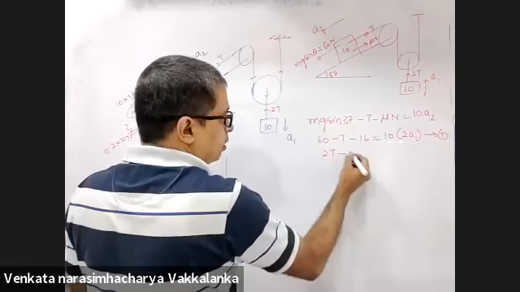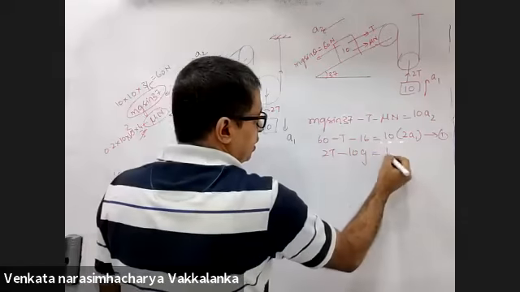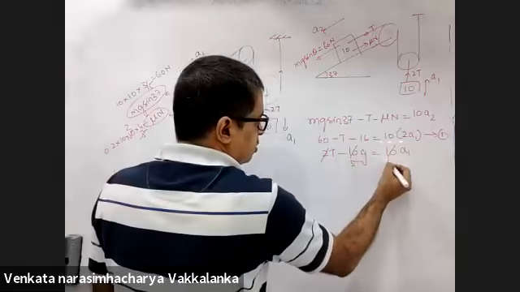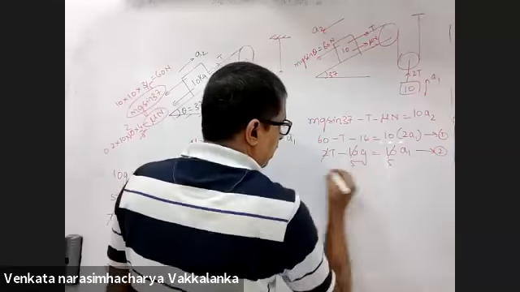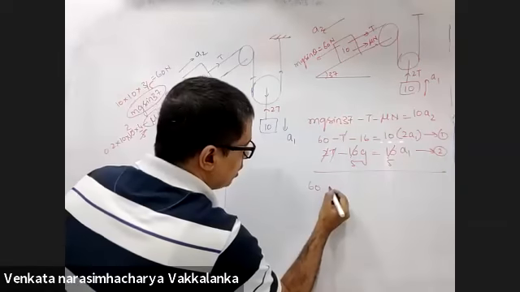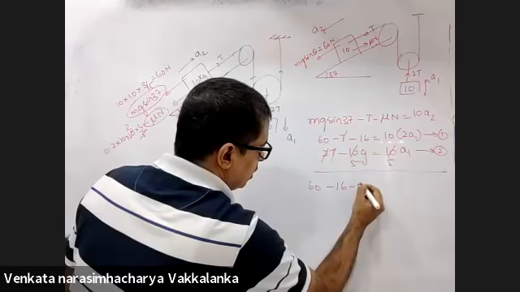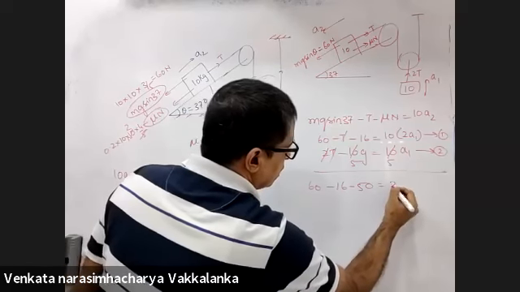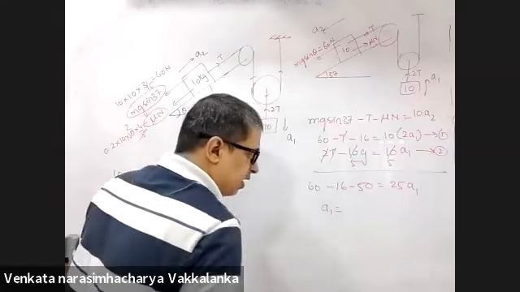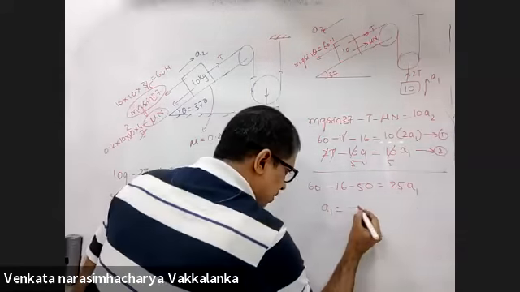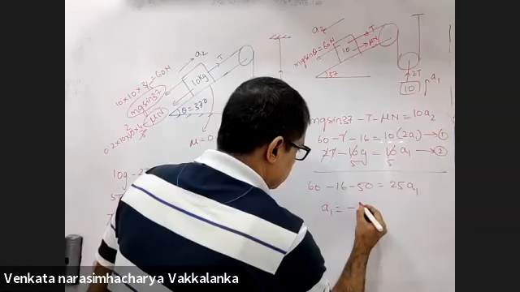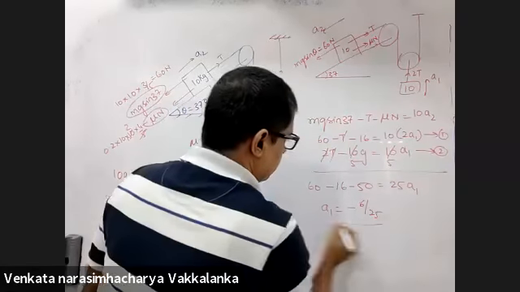Second equation: 2T minus 10g is 10 A1. I'll make this 5 and 5, and hence when I solve this, I will get 60 minus 16 minus 50 is equal to 25 A1. How much am I getting A1? Minus 6 by 25.